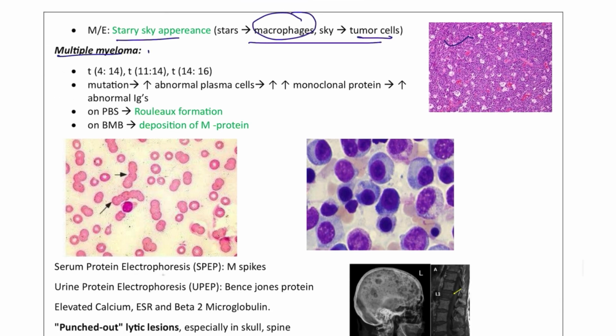Multiple myeloma. This is the most common plasma cell disorder. What kind of plasma disorder can it be? Any immunoglobulins can be present in these patients. The translocations are 4 and 14, 11 and 14, and 14 and 16. Next, the mutation which causes Rouleaux formation. Here you can see the Rouleaux formation, and deposition of the M proteins will be seen like this.